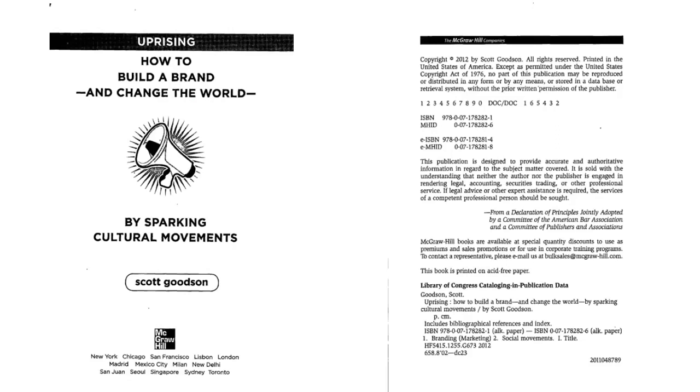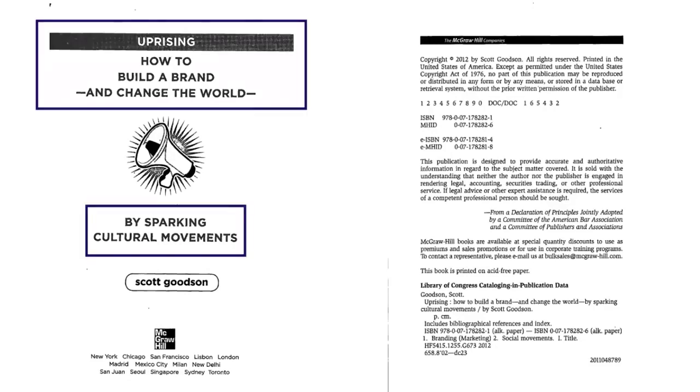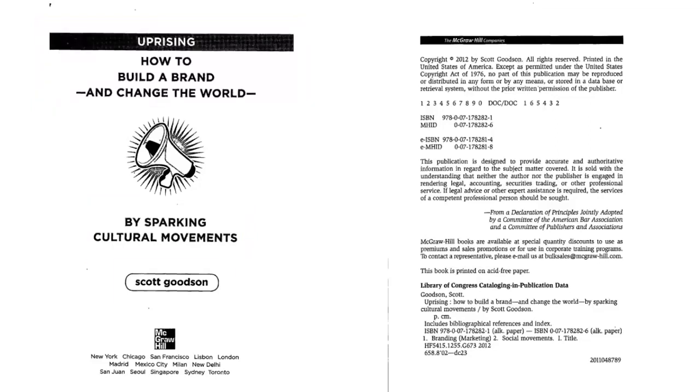Let's take a look at the title page of a book by Scott Goodson. The book is called Uprising: How to Build a Brand and Change the World by Sparking Cultural Movements. Just under that is the name of the author. Sometimes you'll have more than one. And then at the bottom of the page, you'll usually find the publisher, in this case McGraw-Hill.